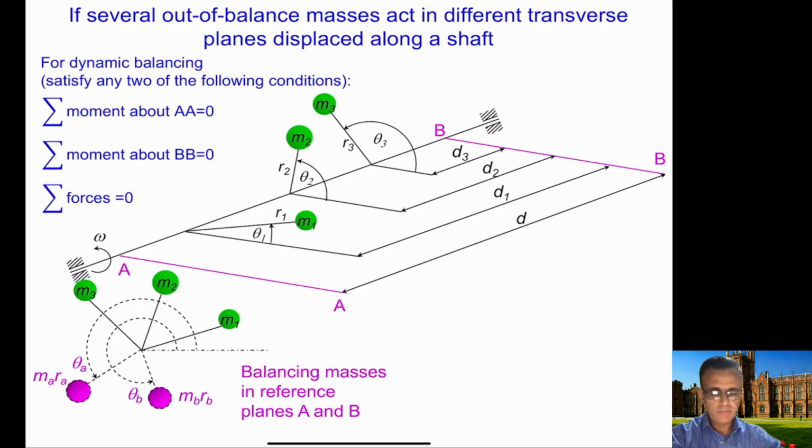Okay, so now we want to discuss this more general case, which is if you have several out of balance masses acting in independent transverse planes, which are displaced along the length of the shaft. As you can see, you have these three masses: M1 with angle theta 1, M2 with angle theta 2, and M3 with angle theta 3, all with this horizontal plane. And the side view is also given, with M1, M2, and M3, and the angles.